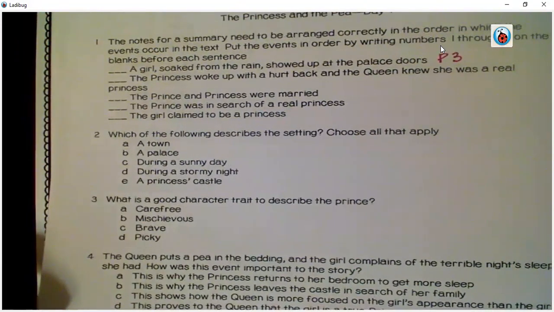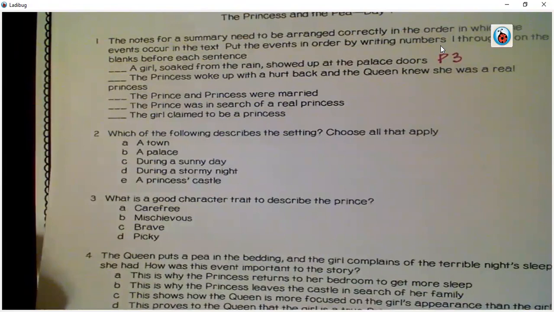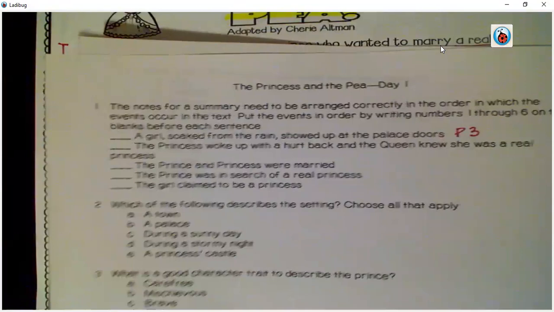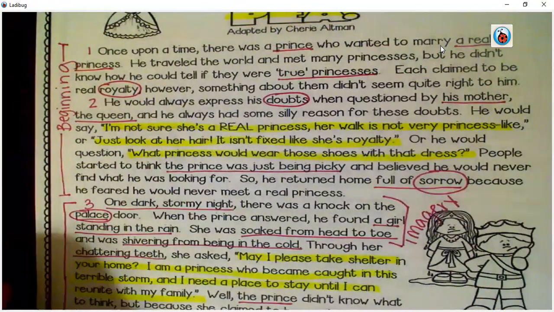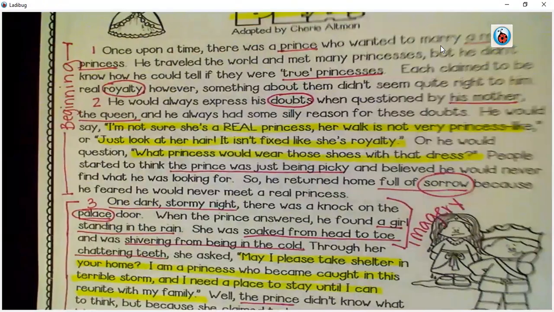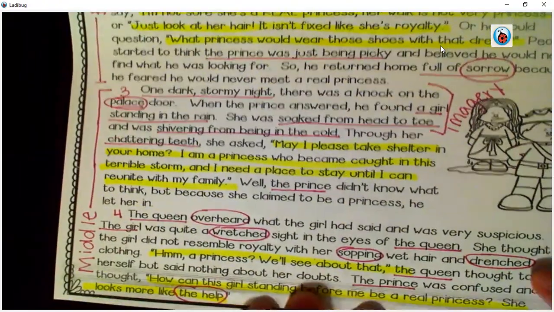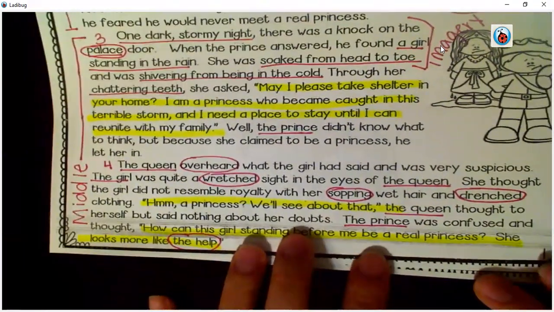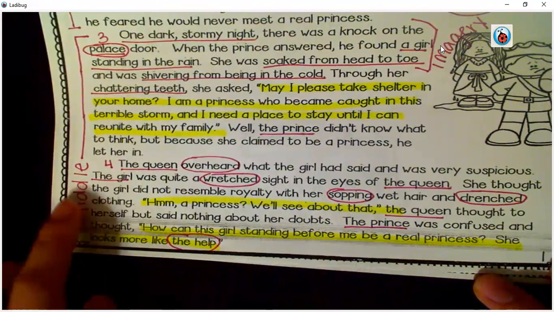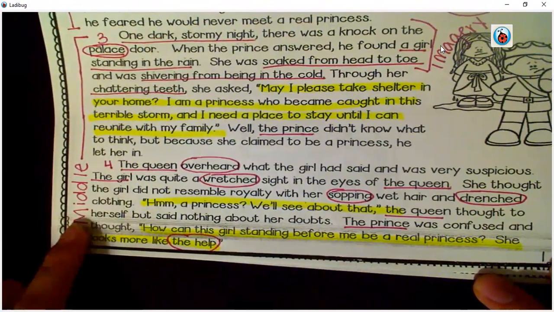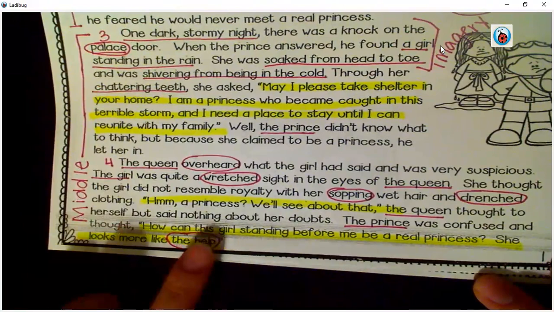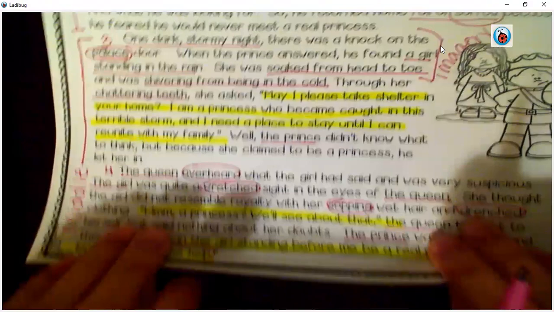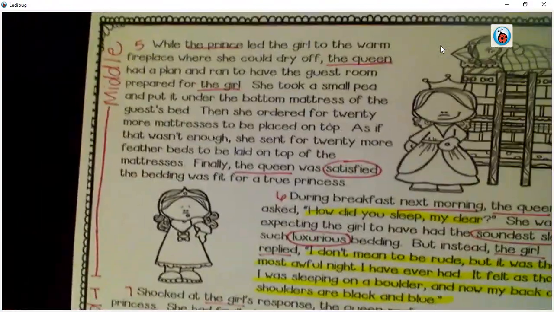Let's look at the next sentence. The princess woke up with a hurt back and the queen knew she was a real princess. All right, let's go to our text again. So we know it didn't happen in paragraph 1, 2, or 3 because we just went over those. So paragraph 4, I'm going to use our annotations. The queen overheard that the girl said she was a princess and was suspicious. And the prince also was confused about how she was a real princess. So we know it didn't happen in paragraph 4. Let's go to paragraph 5.